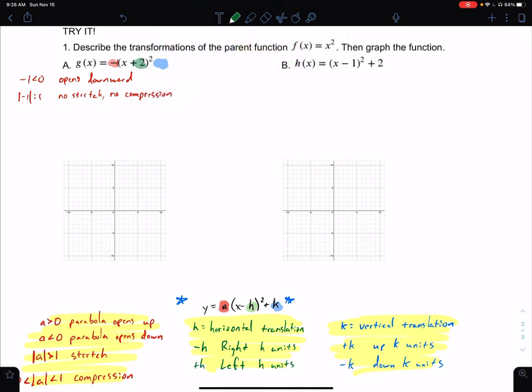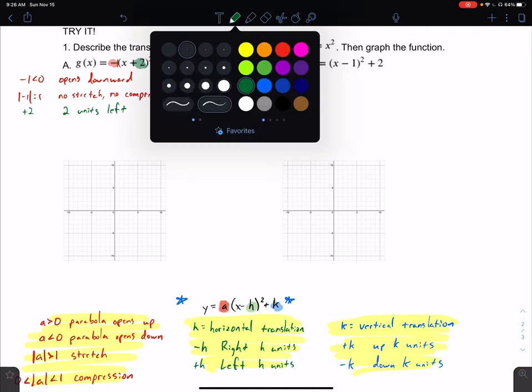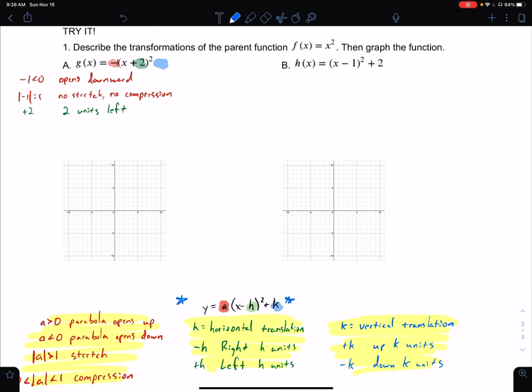Next we have our plus 2. All right, that's my h value. So since for h we're adding 2, that means we're going to go to the left. So it's 2 units left. That's where, again, our vertex would shift. Our whole graph is going to shift, but we'll use the vertex as a reference point. And then my k value is just plus 0. So there's no shift up or down.